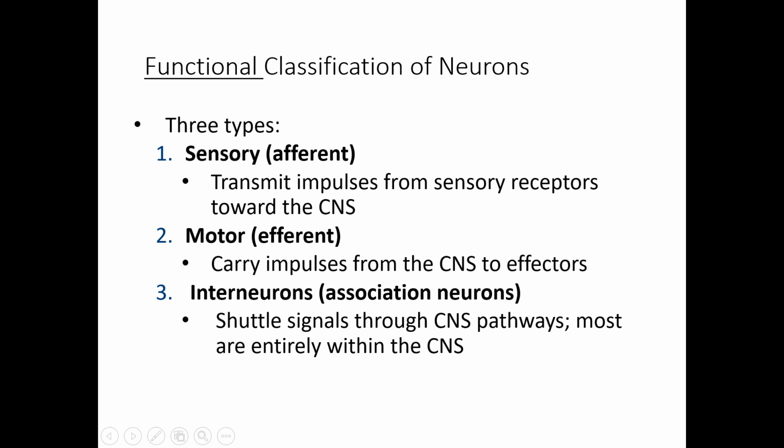And we finally have interneurons or association neurons. Those are sitting inside of the brain and spinal cord and connect different parts of the brain and spinal cord to each other.